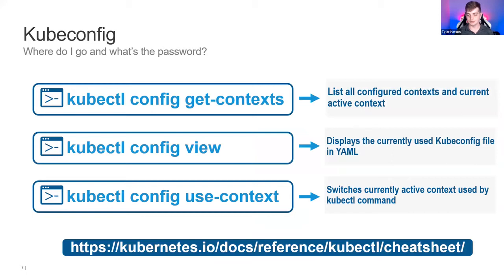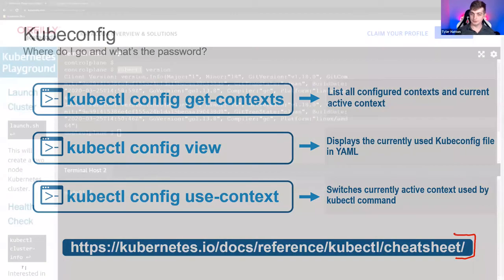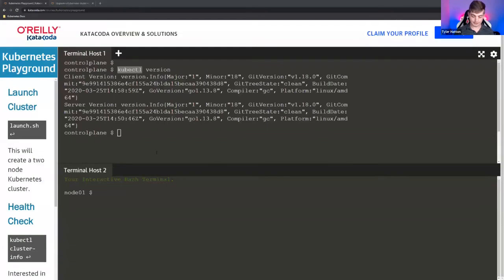These are within the Kubernetes documentation and on this cheat sheet that I believe was brought up last week also. If you haven't bookmarked this page, it is great. It provides a ton of different commands from a Kubernetes standpoint that you should be familiar with. The first command you might want to be familiar with is kubectl config get-contexts. I'm going to run this right here and we'll see what it gives us.